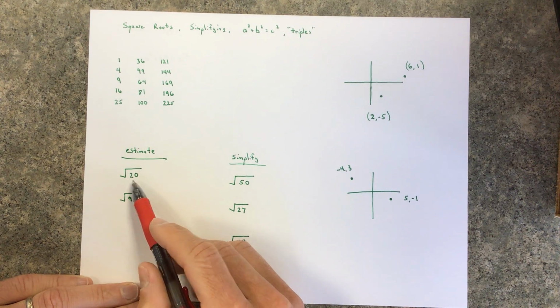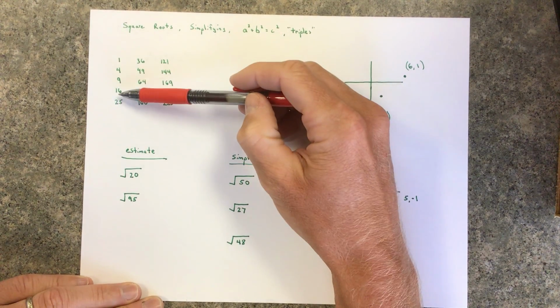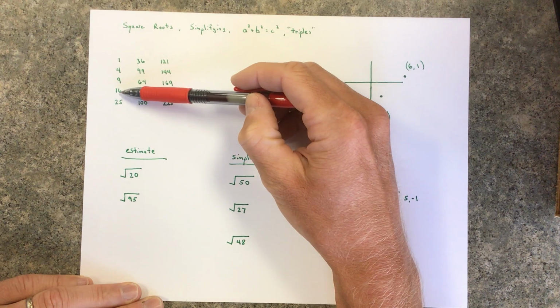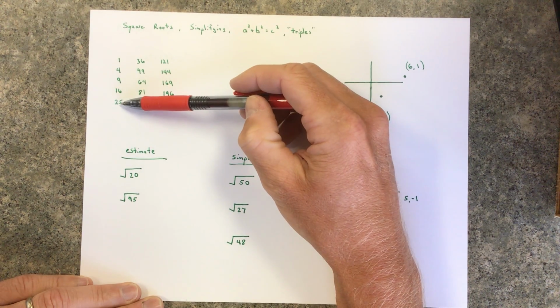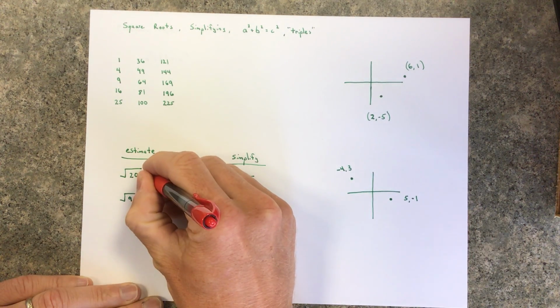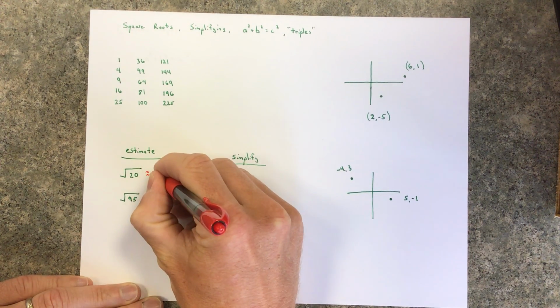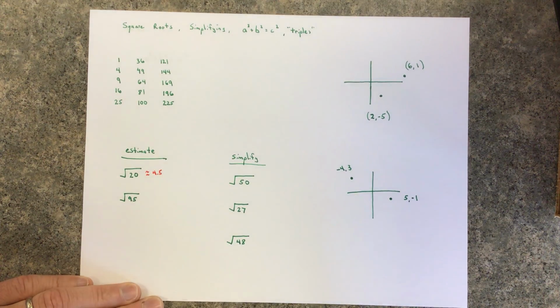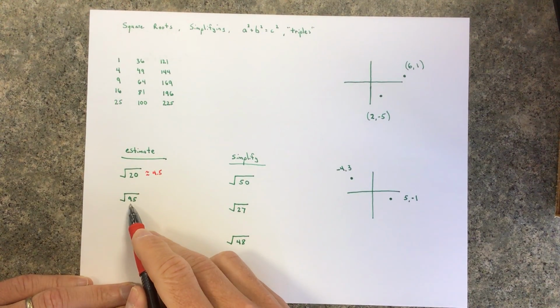So let's estimate. Well, 20 is between 16 and 25. So the square root of 16 is 4, and the square root of 25 is 5. So the square root of 20, I don't know, let's say it's around 4.5. You could use your calculator, but if you want to get an idea of it as a number, it's around 4.5.